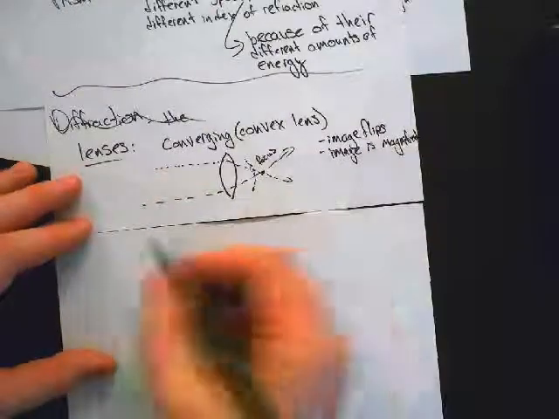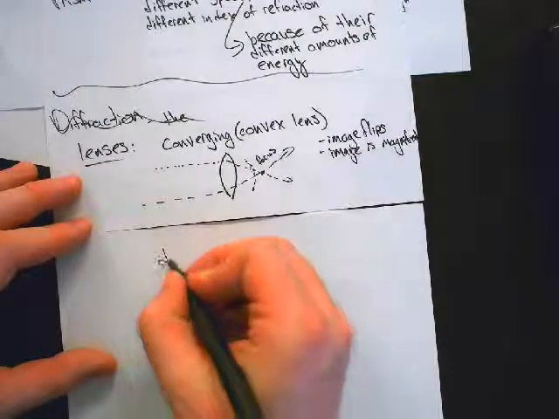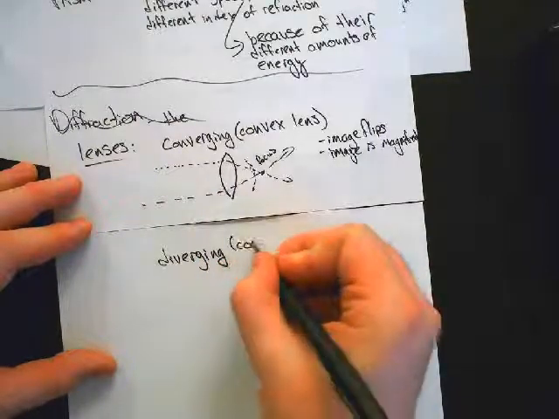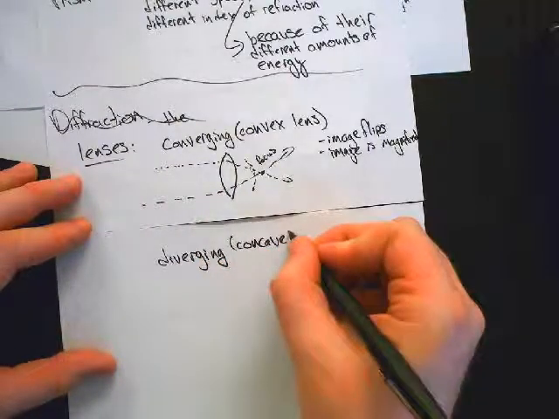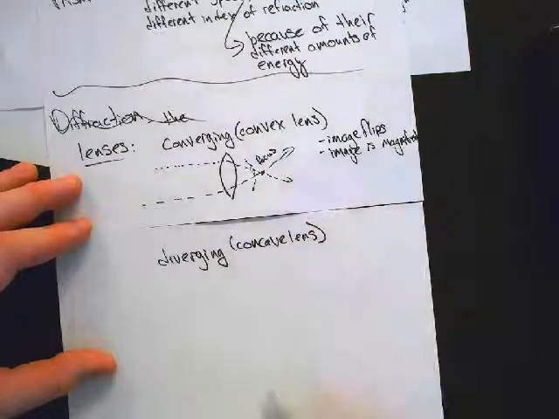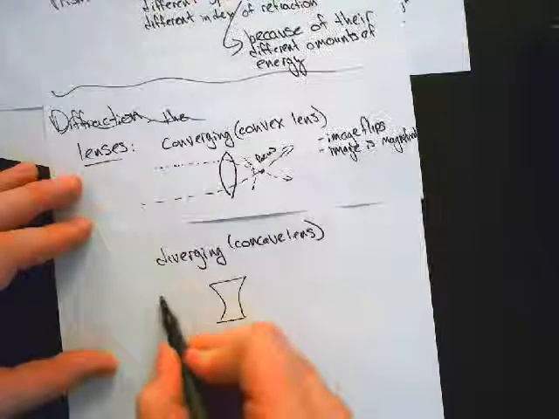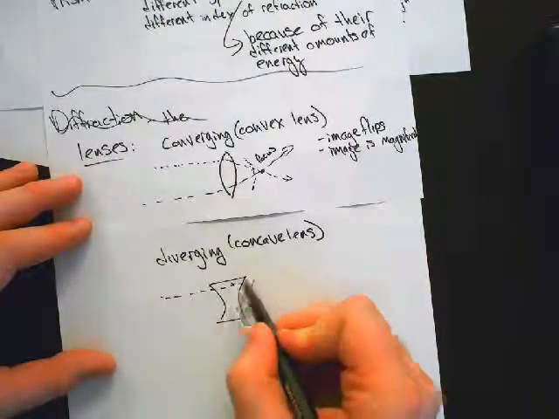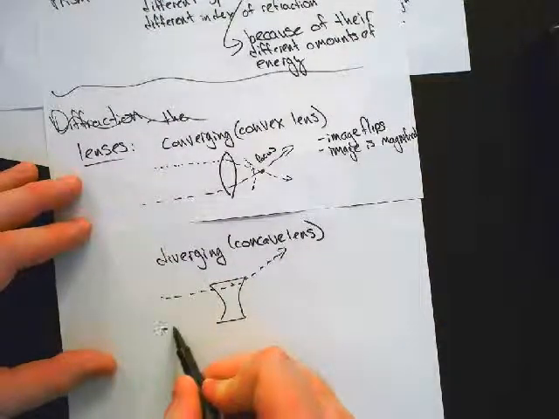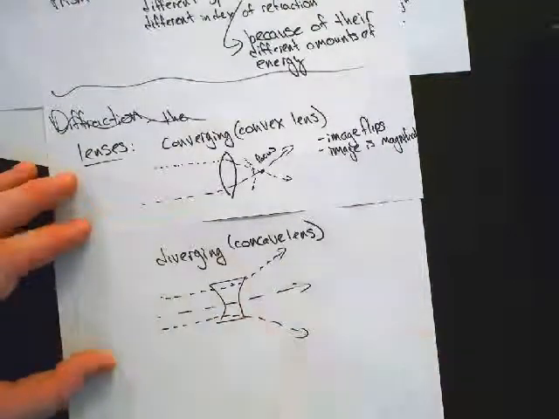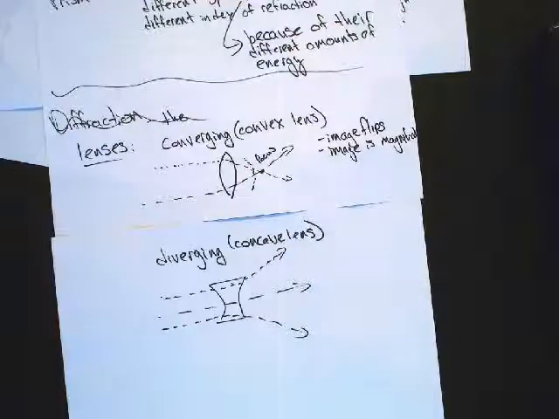All right, the other one we've got are diverging or concave lenses. A diverging or concave lens is going to do the exact opposite. As light travels, a diverging or concave lens spreads out the light, and it does not focus. This causes the light to give you a wider field of view with less detail.